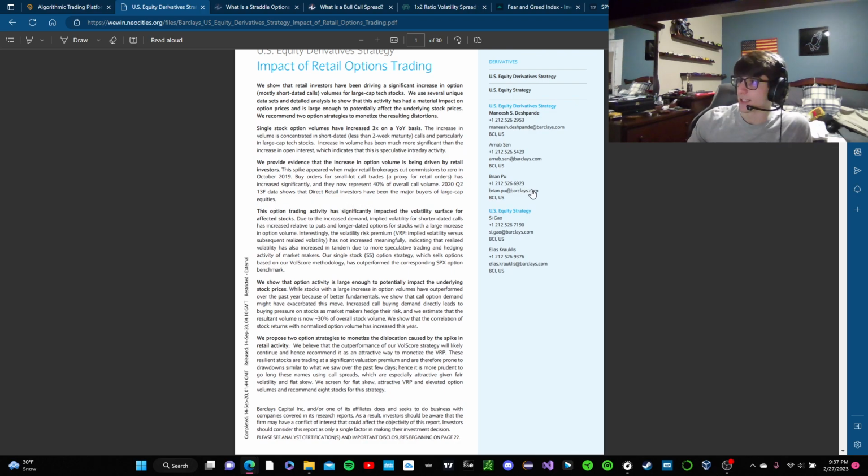The option trading activity has significantly impacted the volatility surface for affected stocks. Due to the increased demand, implied volatility for shorter dated calls has increased relative to puts and longer dated options for stocks with a large increase in option volume. Interestingly, the volatility risk premium, VRP, implied volatility versus subsequent realized volatility, has not increased meaningfully, indicating that realized volatility has also increased in tandem due to more speculative trading and hedging activity of market makers. Our single stock (SS) option strategy, which sells options based on a vol score methodology, has outperformed the corresponding SPX option benchmark.